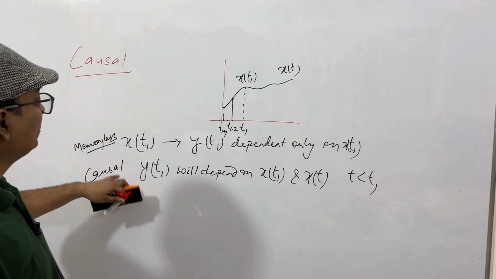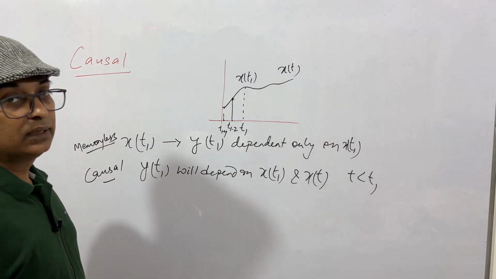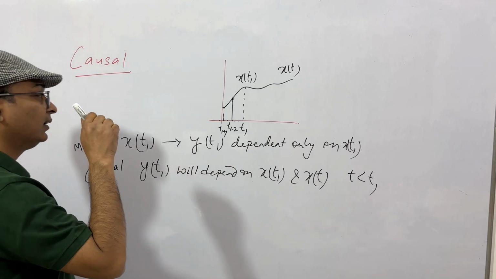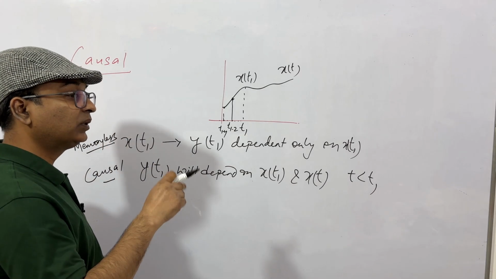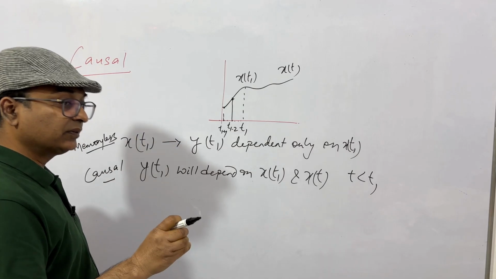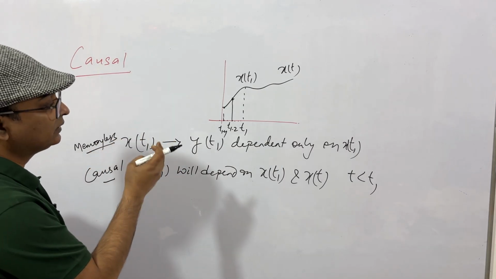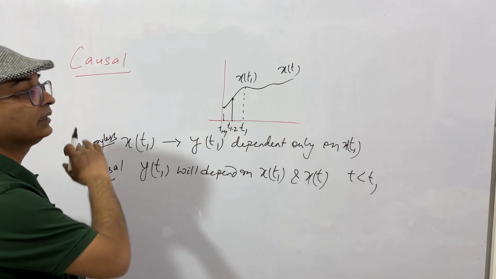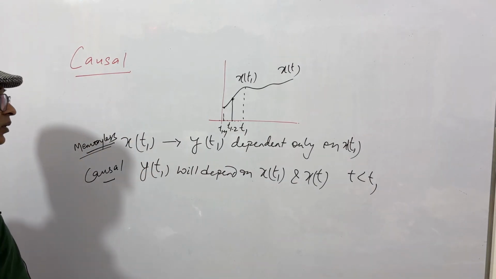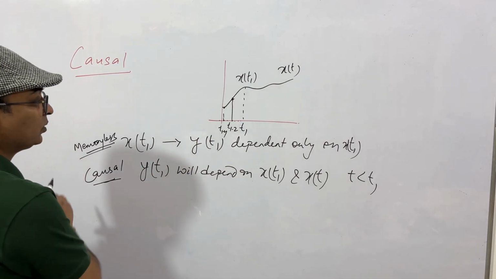So by definition you can understand that all memoryless systems are causal because they depend on the present value of the input. And for causal, I am not saying that it has to depend on previous values also. It says on the present value, that is a memoryless system, and also on the past values. So this is and this, not necessary. So memoryless systems are causal, and additionally if it depends on previous values also, that is also causal.